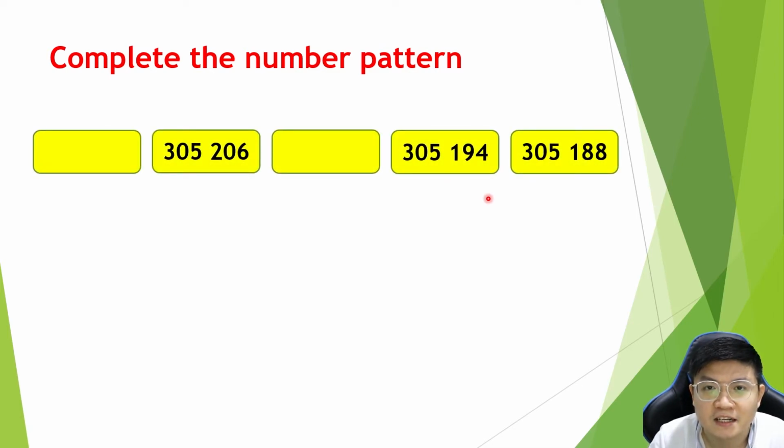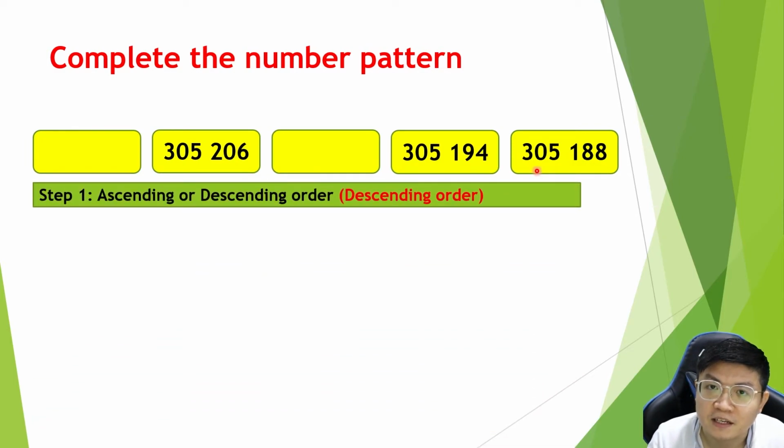So this is another number series whereby it starts from an empty slot and then a number and then empty and then numbers and numbers. So first step, identify ascending or descending. Now in this case, it's actually descending. Try to look at the numbers carefully. From 305,206 and then drop to 194 and then drop to 188. It's actually getting smaller. So I can know that this is descending.